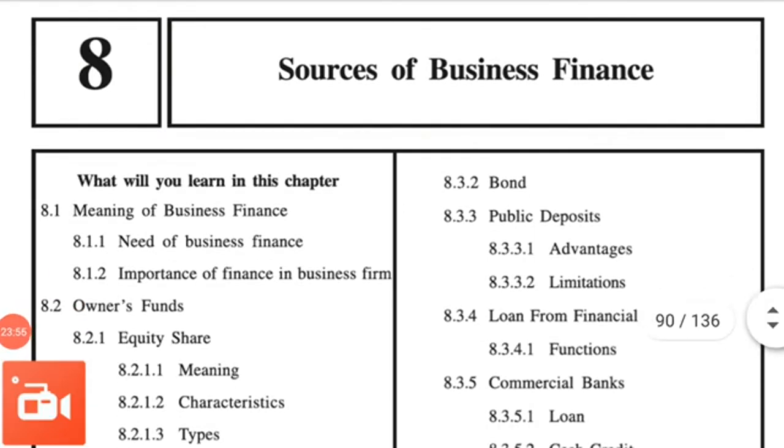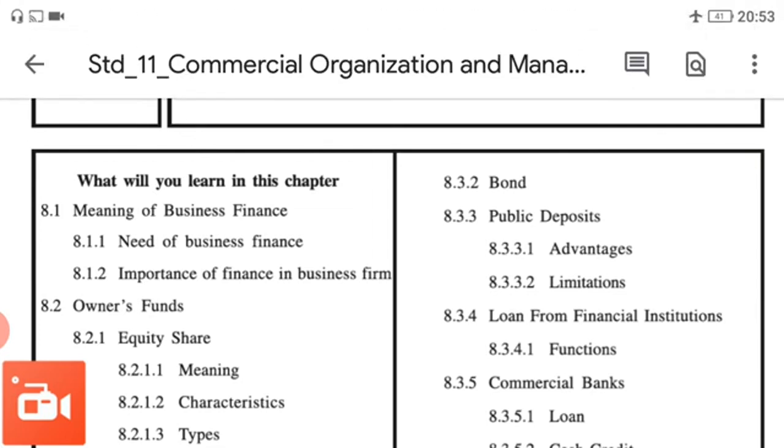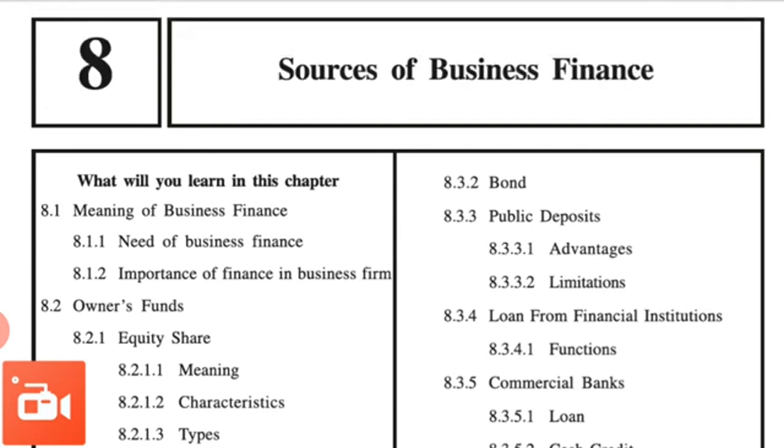Chapter number 8, a source of business finance. In chapter number 7, we talked about public sector, private sector, global enterprise. As we all know, for continuing our company, we will need some finance, right? So what is the source of that finance which helps us in doing a business?